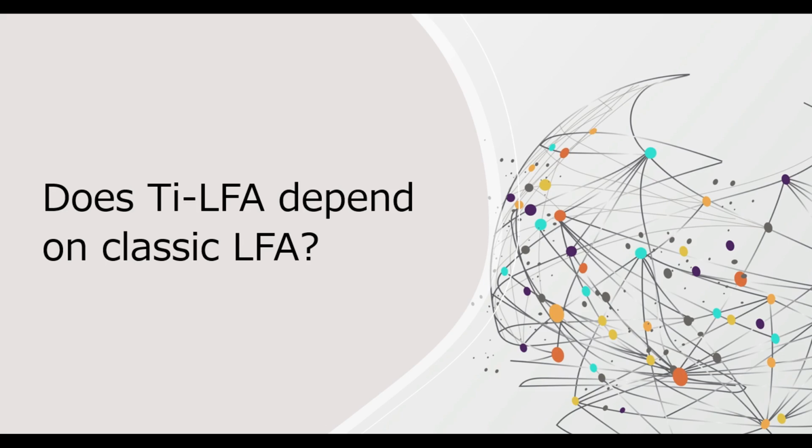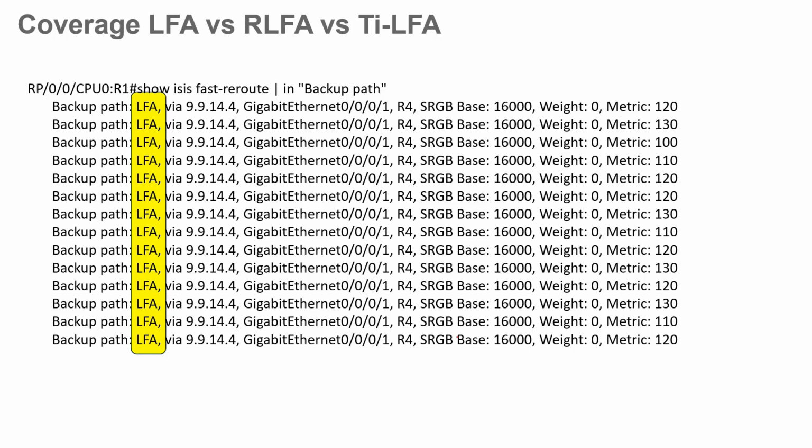As I talked about earlier, Ti-LFA is the extension of the loop-free alternate. That's the reason if you check show ISIS fast reroute and then I'm matching this backup path, it's just saying that all paths have loop-free alternate. You might be getting confused here, but let's cover that in the subsequent slide, how exactly it calculates the Ti-LFA backup path.